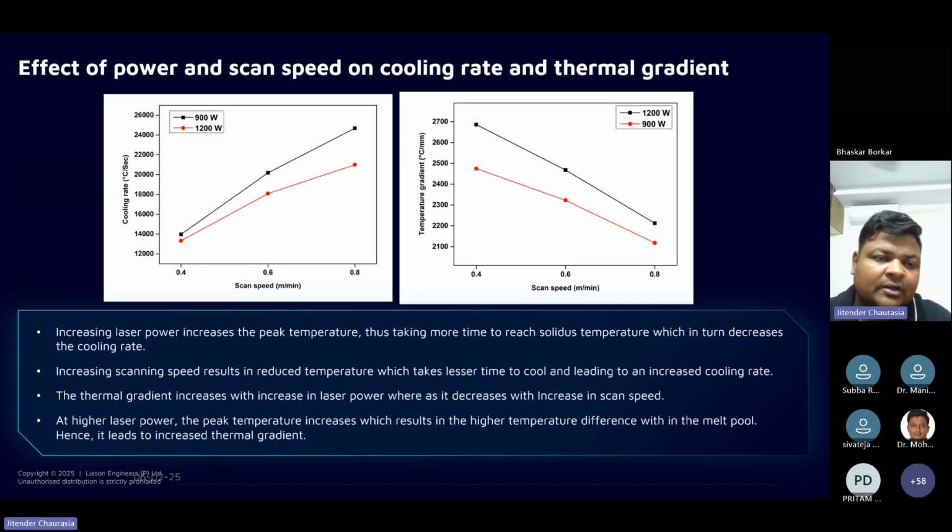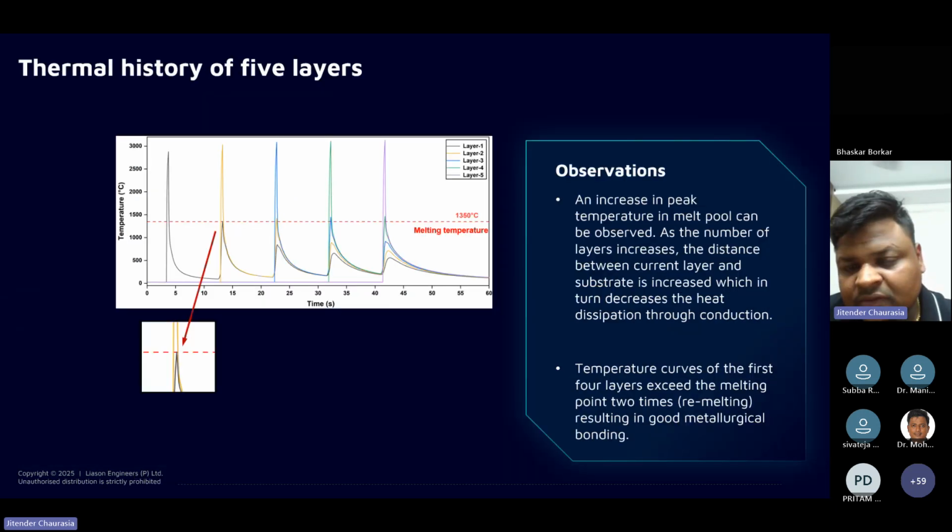We have also considered calculating cooling rates from the data. So you can see as the speed is going high, the cooling rate is increasing and the gradients are coming down because your temperature is getting less. So this is what I was trying to tell. This is how the simulation helps to understand the physics behind the process.